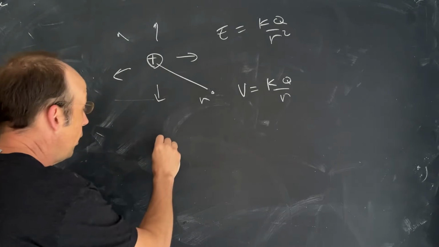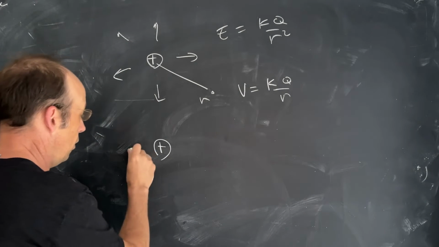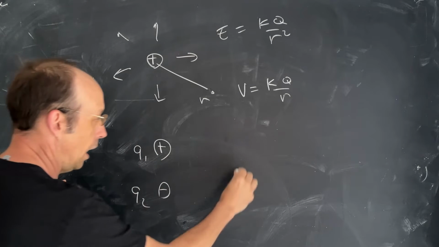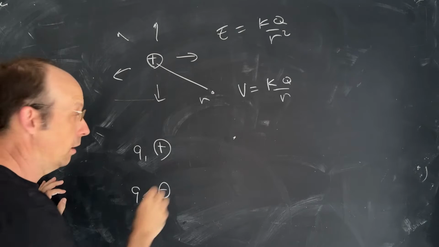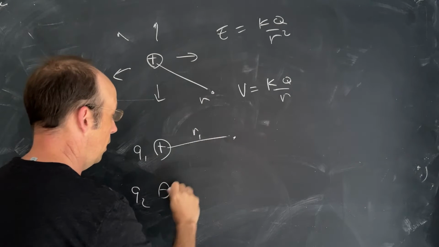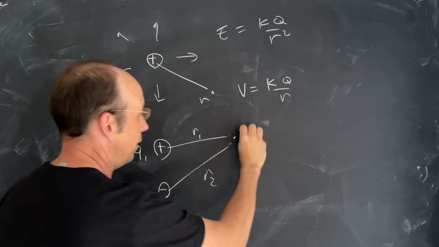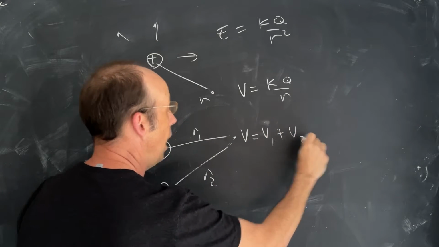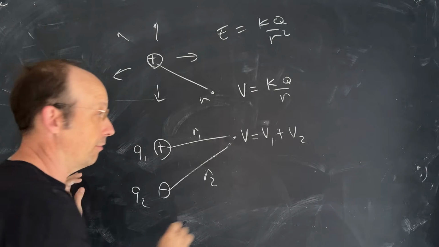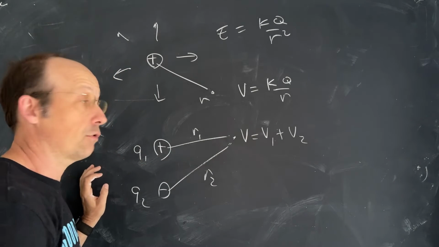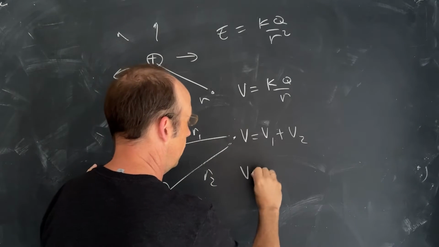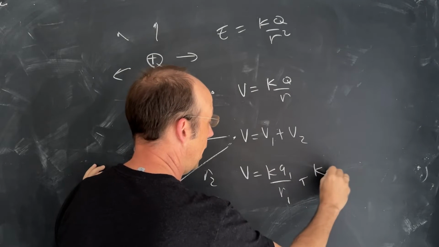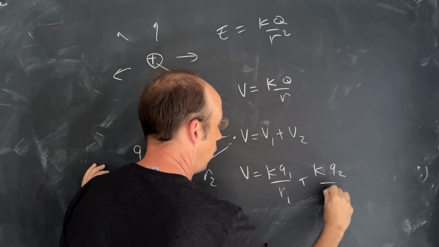If you have 2 point charges, let's call this Q1 and this one Q2, and I want to find the potential right there. Well, that's R1, that's R2. It turns out that V, with respect to infinity, is V1 plus V2. I can just add up the potentials due to those things. We talked about that with the electric field, but there's a big difference. So this would be K Q1 over R1 plus K Q2 over R2.